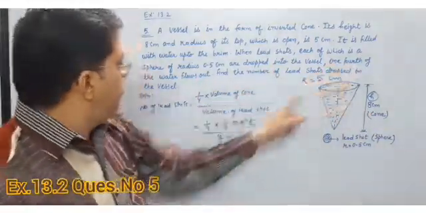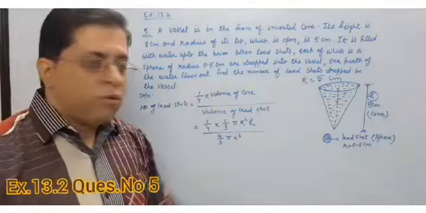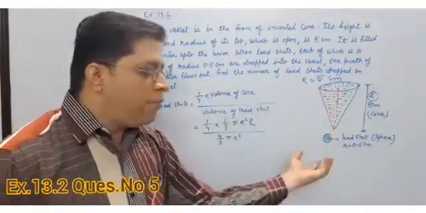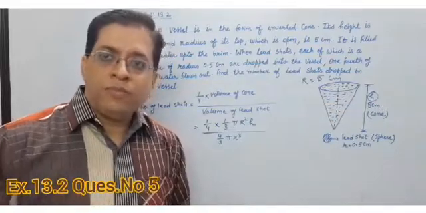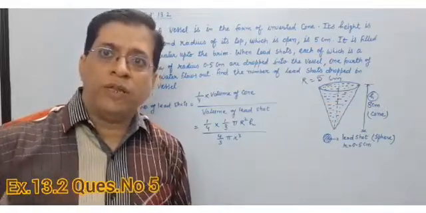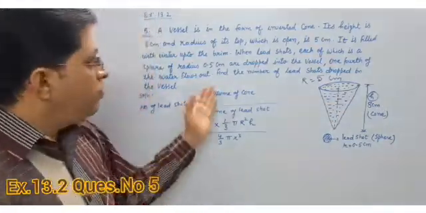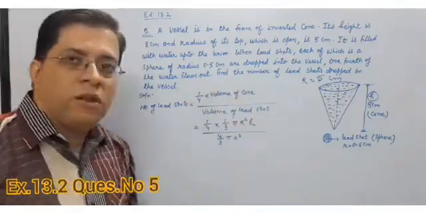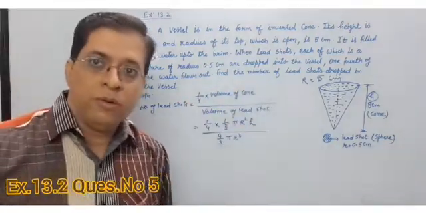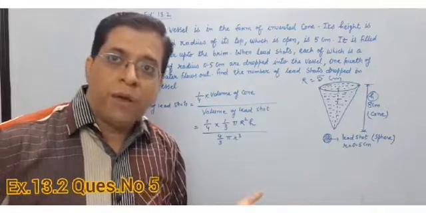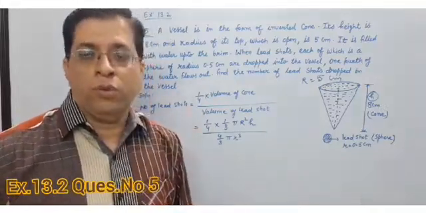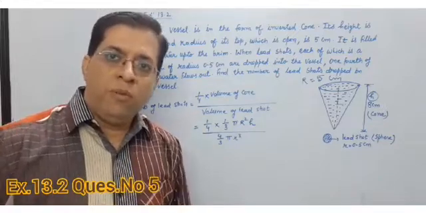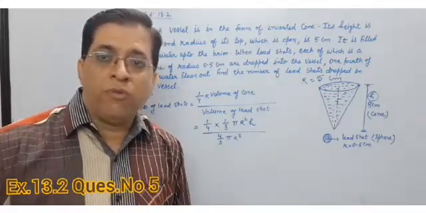1/4 of the water flows out. Water comes out when I am putting some lead shots inside. Then it is given that 1/4 of the water flows out. Then find the number of lead shots dropped in the vessel. How many lead shots are dropped into the vessel? And how much water am I getting out? 1/4 of the water flows out. It means you have to find the number of lead shots.